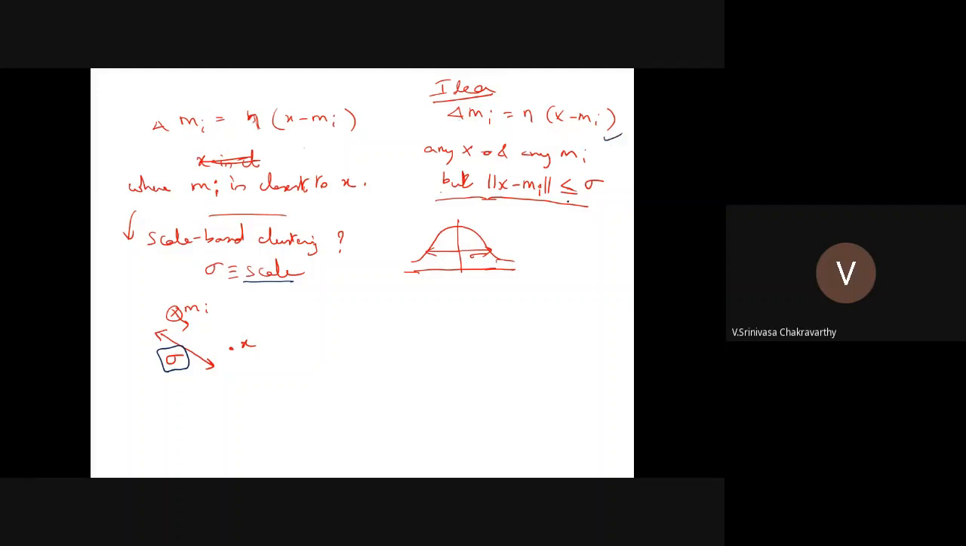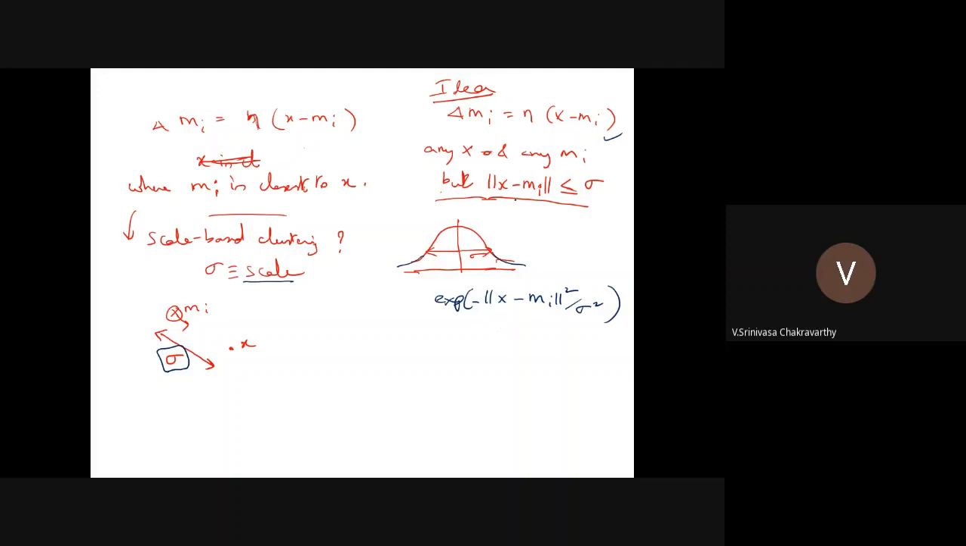The same radius condition can be applied in a slightly more elegant and softer fashion, not abruptly like this, by using a Gaussian function, where the Gaussian function is given by exponential of minus norm x minus mi squared by sigma squared. Okay, so this function looks like this. It has a high value, roughly speaking, for norm x minus mi less than sigma, and it drops exponentially as this quantity increases beyond that value.